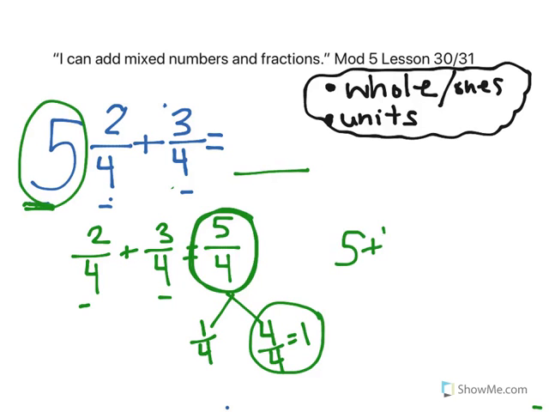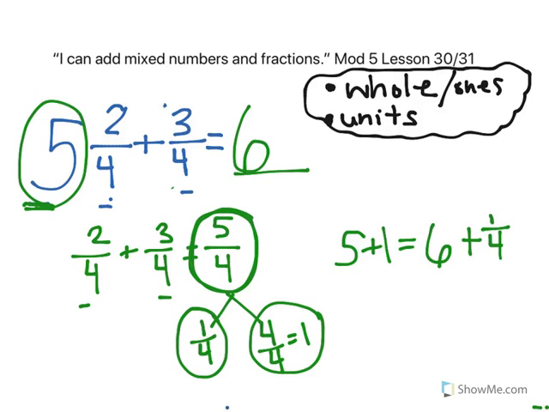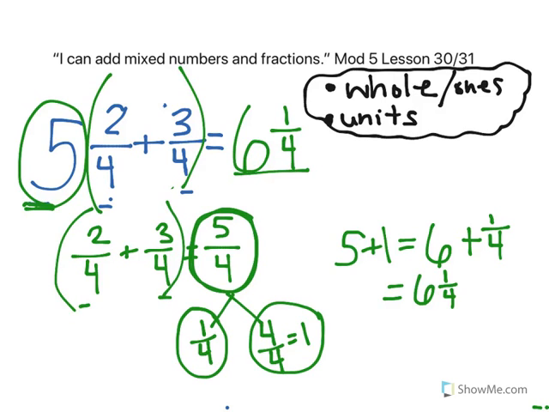So I'm going to do 5 plus 1 equals 6. So 6 is going to be my whole number. And then I still have this fraction left, 1/4. So 6 plus 1/4 is going to equal 6 1/4. So that's my answer. All I did was add my fractions together here. I got 5/4, but I have to change that improper fraction, not into a mixed number, but to just pull out the whole.